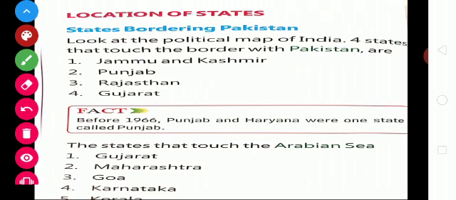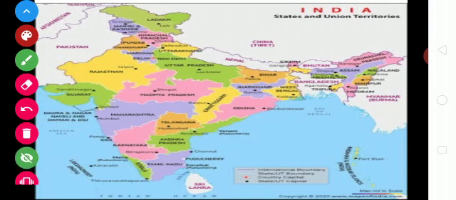Location of states. States bordering Pakistan. Look at the political map of India. The four states that touch the border with Pakistan are Jammu and Kashmir, Punjab, Rajasthan and Gujarat. This is Jammu and Kashmir. This one is the country of Pakistan. It is bordered by Rajasthan, Punjab, Jammu and Kashmir and Gujarat.